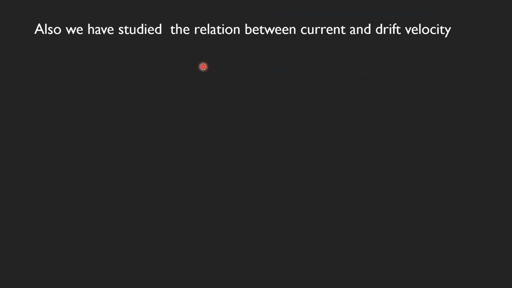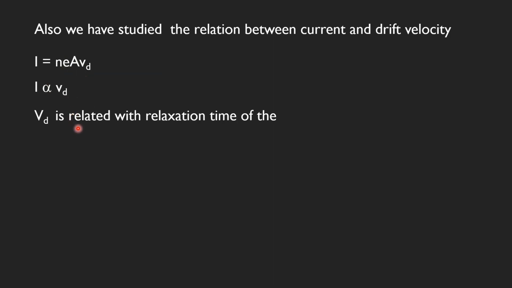Now also we have studied the relation between current and drift velocity in the previous class, which is given by I equals n e A v_d, where n, e and A are constant, and we can write I is proportional to the drift velocity. And there is another important concept, which is that the drift velocity of the electron is strictly related to the relaxation time of the drifted free electrons.